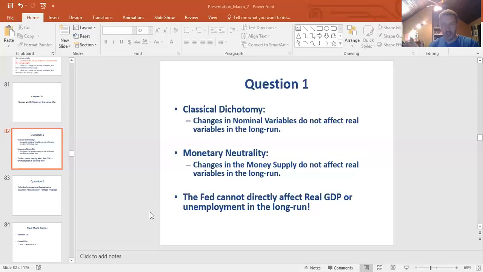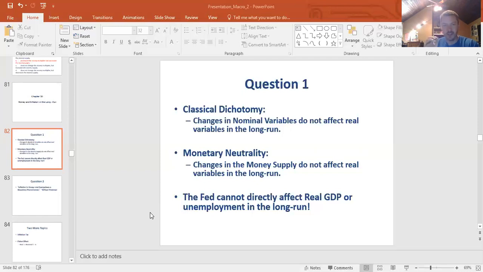Now, we also have the principle of monetary neutrality. Monetary neutrality is, in a simple sense, the classical dichotomy, except it's the classical dichotomy with regards to money specifically. Money itself is a nominal variable. The money supply is a nominal variable. So changes in the money supply do not affect real variables in the long run. That's the principle of monetary neutrality specifically.